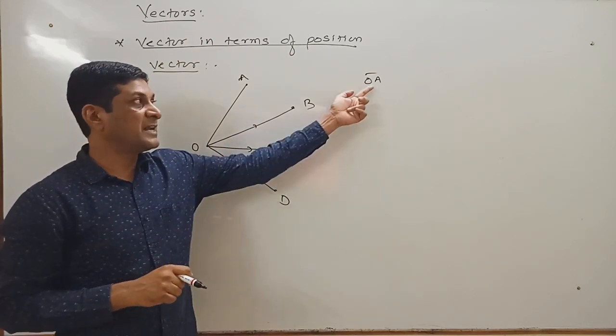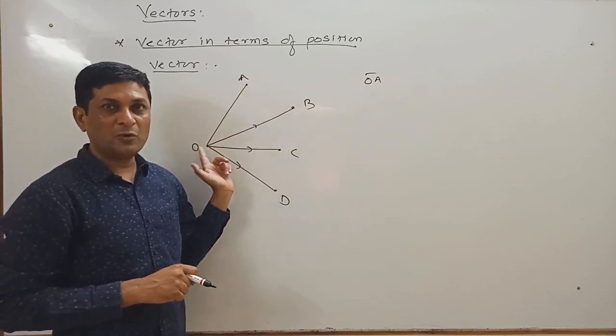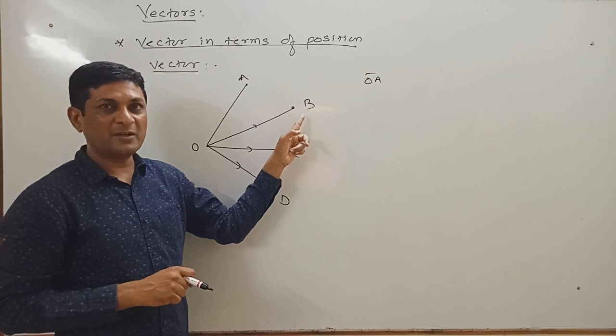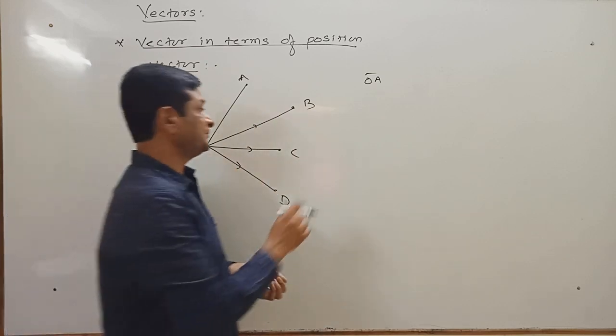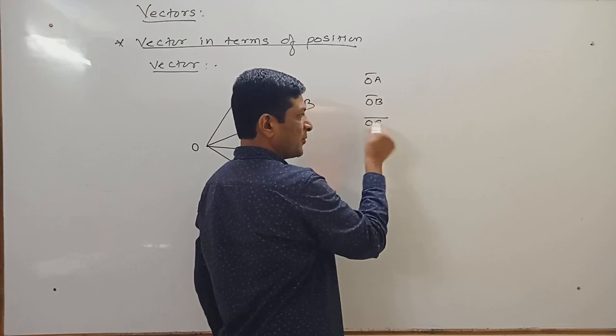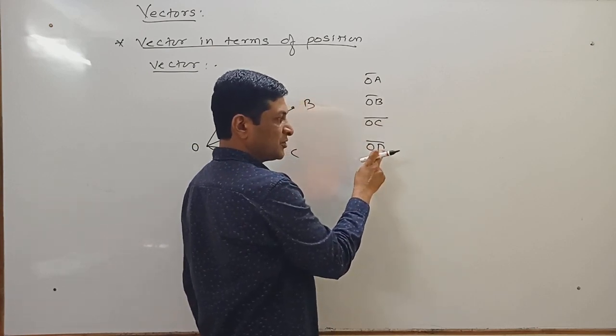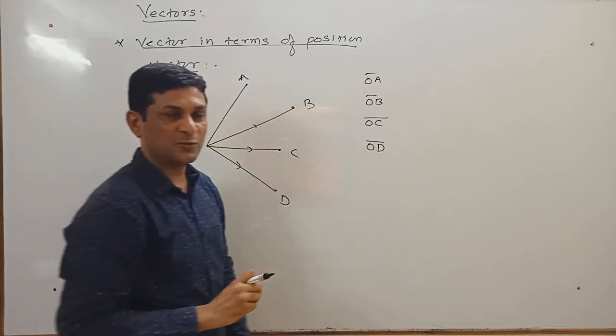So OA bar is the position vector of point A with respect to which fixed point? O. OB bar is the position vector of point B with respect to which point? O. In the same way, OC bar is position vector of point C with respect to fixed point O, and OD bar is the position vector of point D with respect to point O.